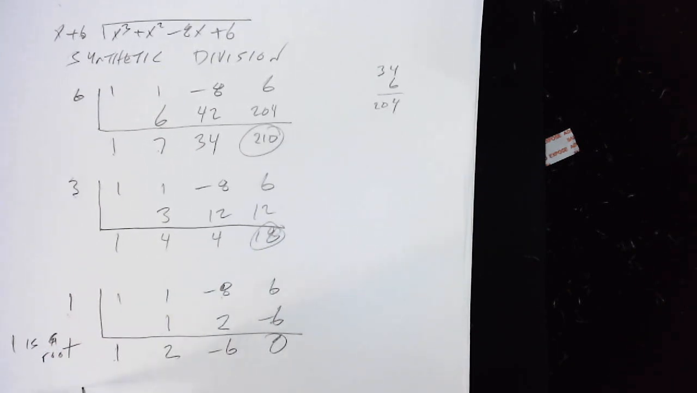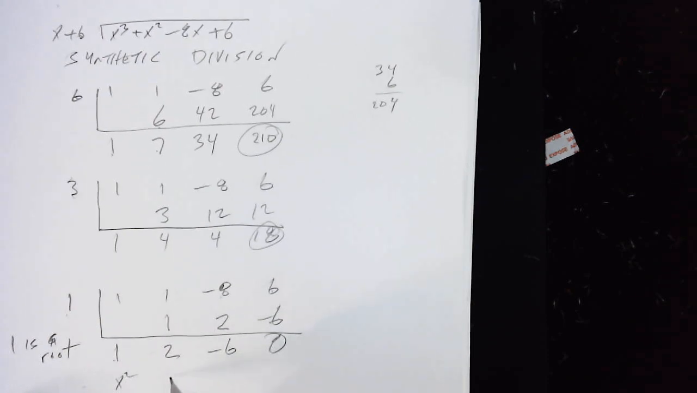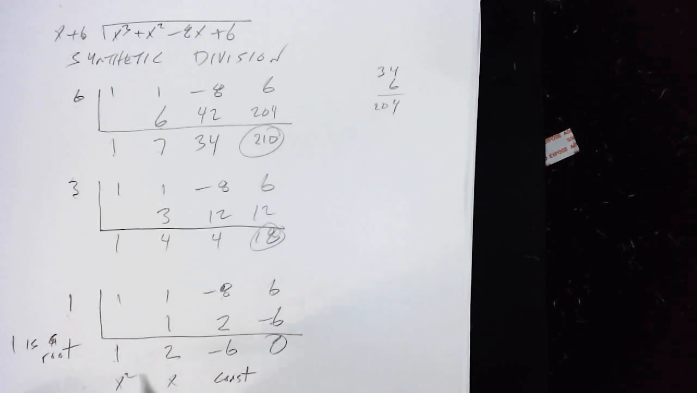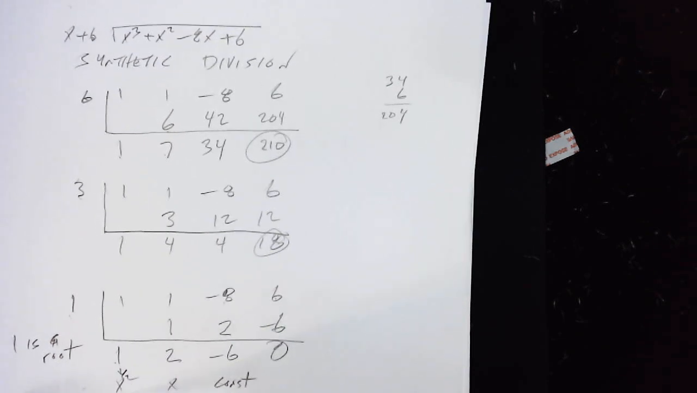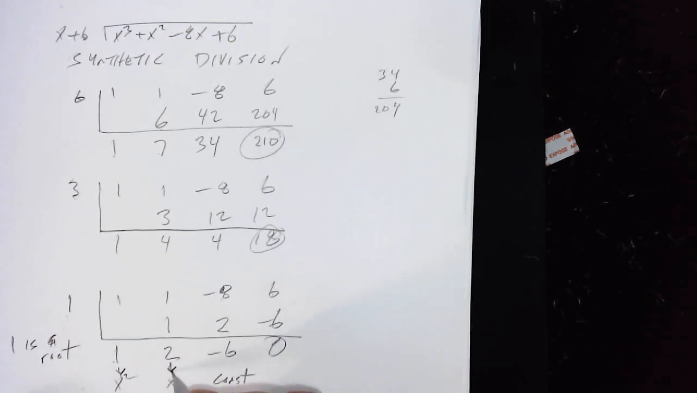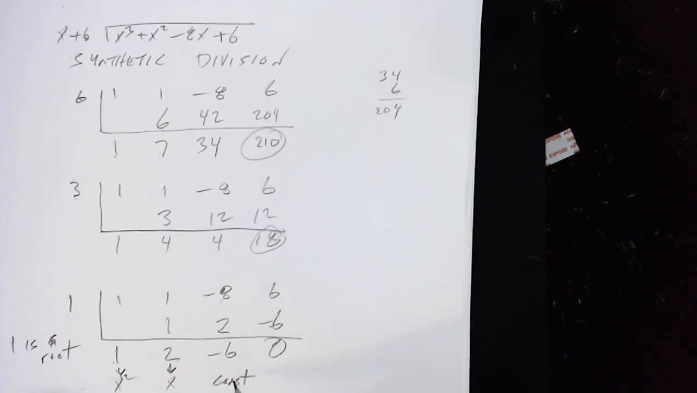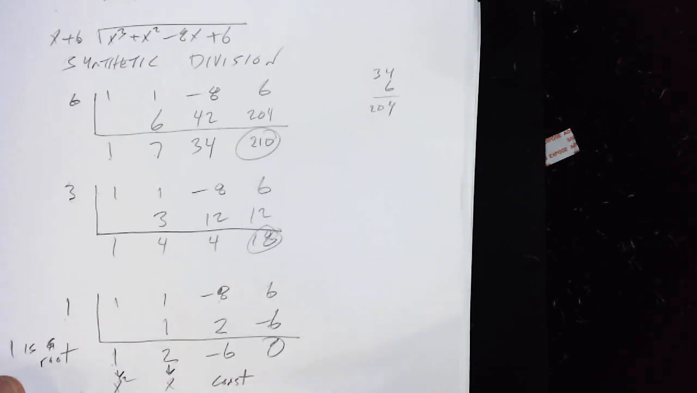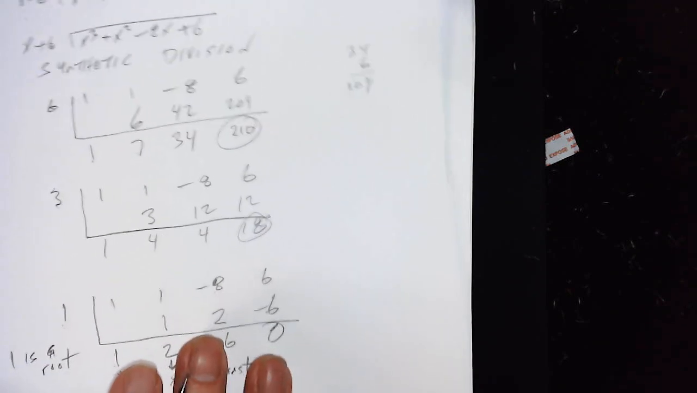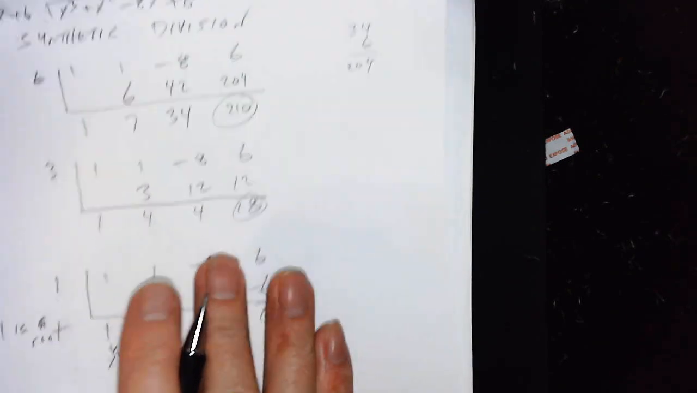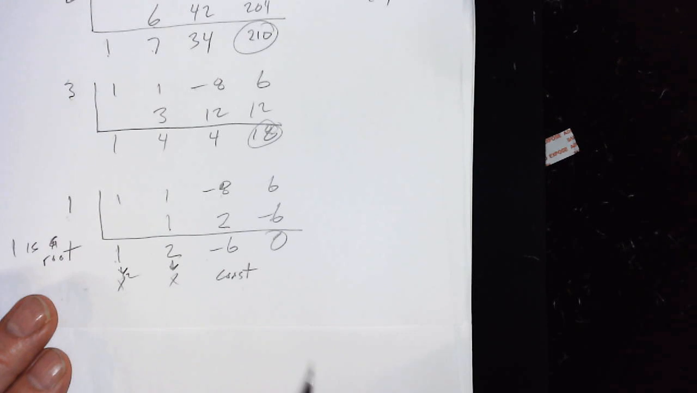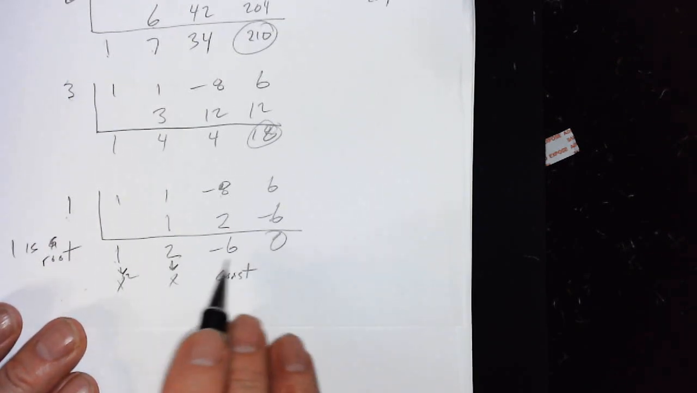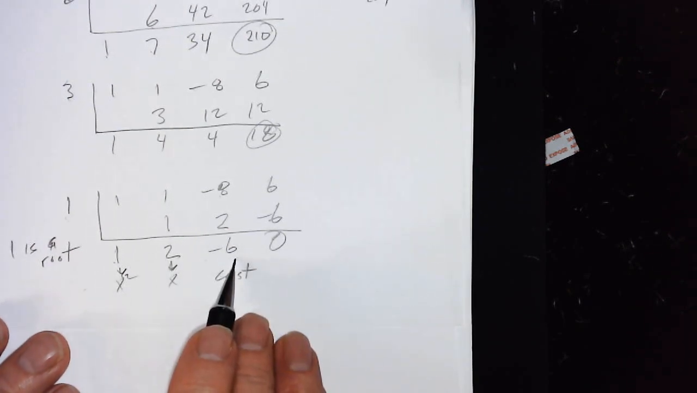And that means that this here gives us the coefficients. In other words, this is the coefficient of the x squared term, 1. This is the coefficient of the x term. And this is the constant term. In other words, we have here the coefficients of a quadratic term.